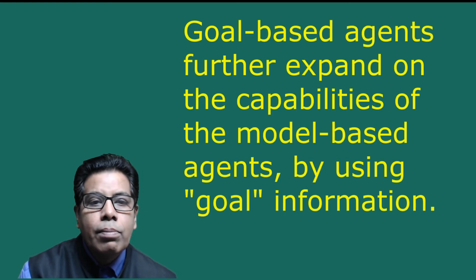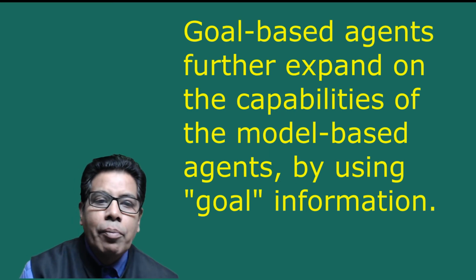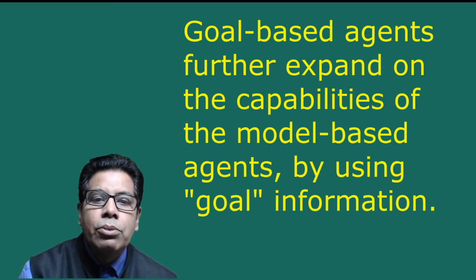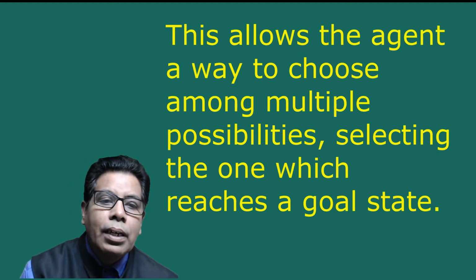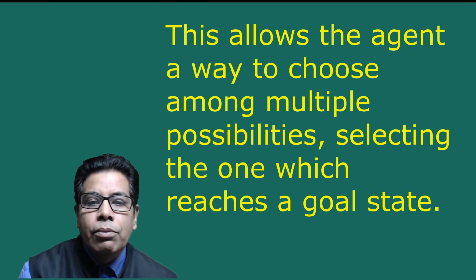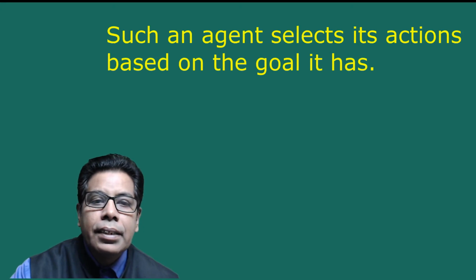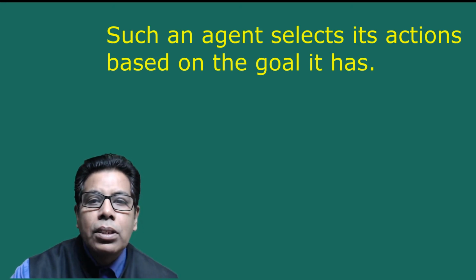Then let us go to the next, goal-based agents. Now again, we have already done a video on this. Goal-based agents further expand the capabilities of model-based agents by using goal information. Goal information describes situations that are desirable. This gives the agent a way to choose among multiple possibilities, selecting the one which reaches a goal state. Goal-based agents need to achieve certain goals. Such an agent selects its action based on the goal it has.